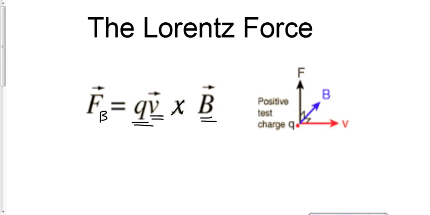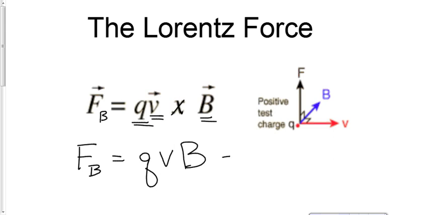So the magnitude part of this is not too hard to figure out. Usually you're going to be asked separately what the magnitude is and what the direction is. So when you do the magnitude part, you just put each of the three quantities in, Q, V, and B, and then it would be the sine of the angle in between the velocity and the field directions. And then the direction part of it, you do with a right-hand rule, as you do with all cross products.